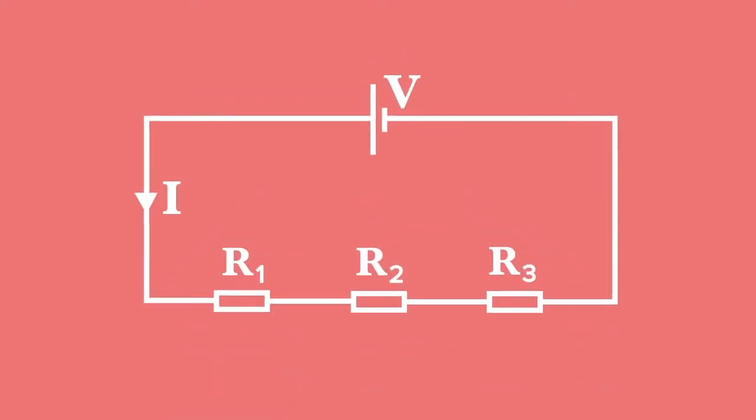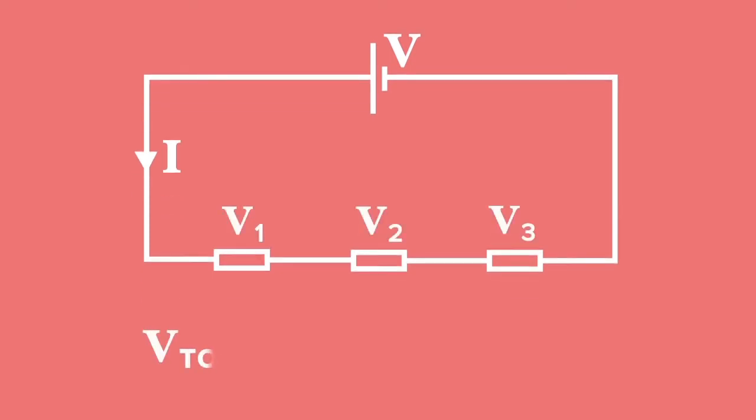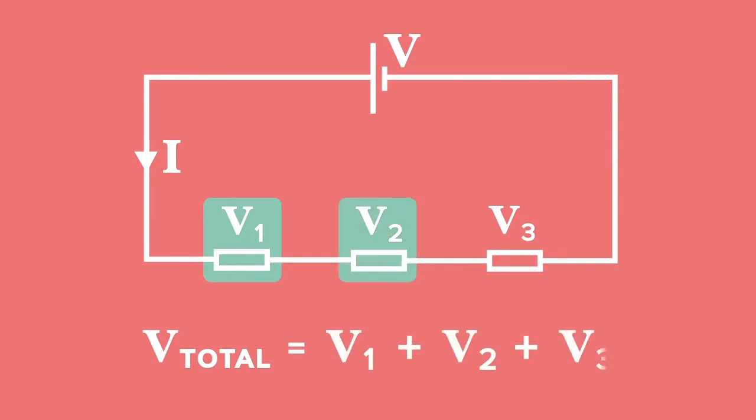The current through a series circuit is the same throughout the series part of the circuit. So the same current will pass through resistor R1 as well as R2 and R3. In series, resistors are considered as potential dividers. Thus, the potential difference across resistor R1 plus the potential difference across resistor R2 plus the potential difference across R3 will give the total potential difference.